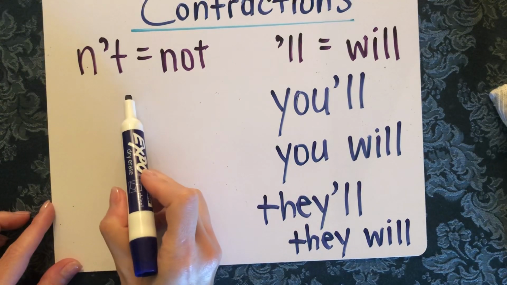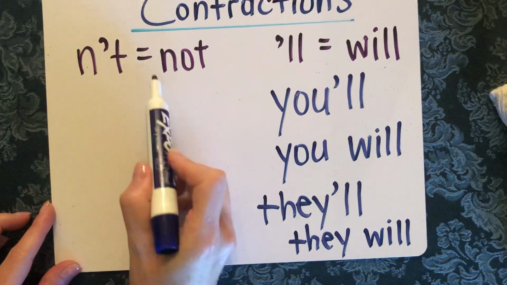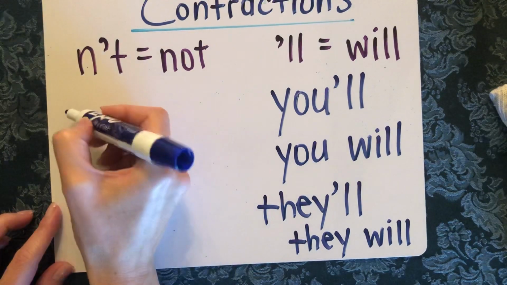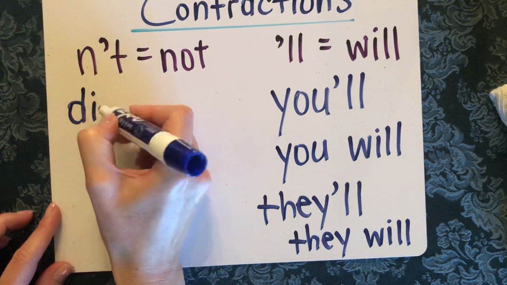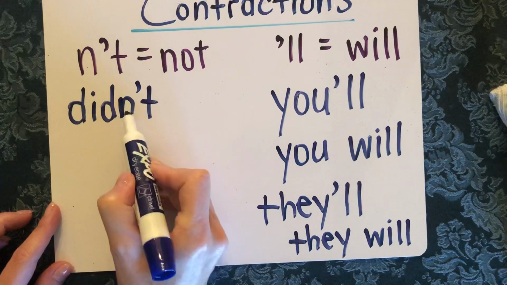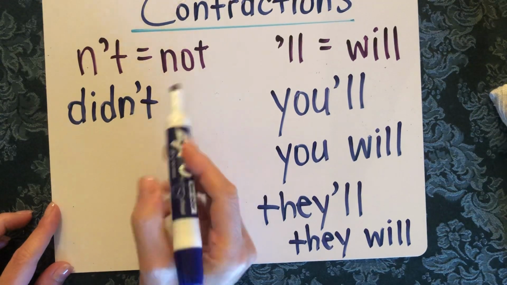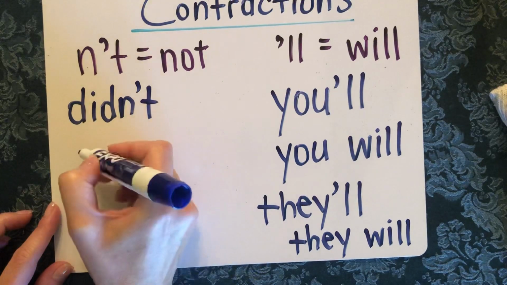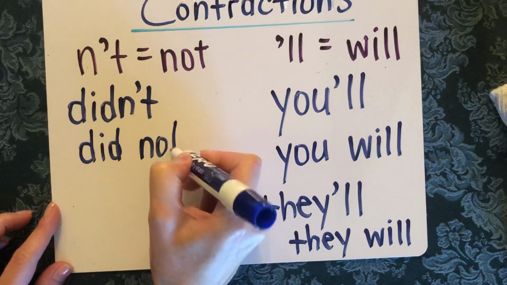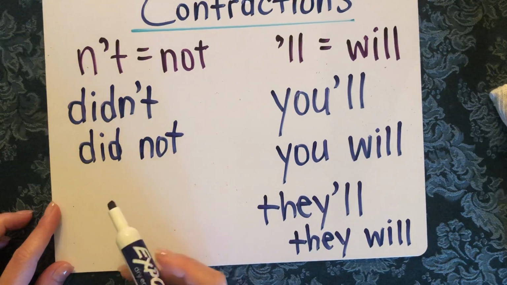Let's go back over here and practice a few more with the N apostrophe T contraction. Let's try didn't. That N apostrophe T, again, stands for not. So didn't is a short way of saying did not. Didn't is the contraction for did not.